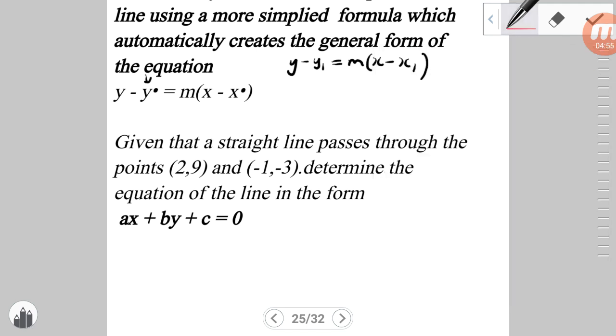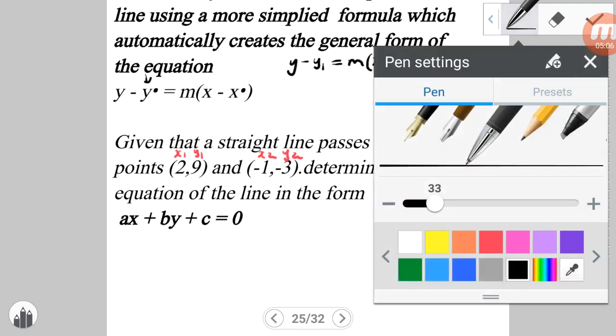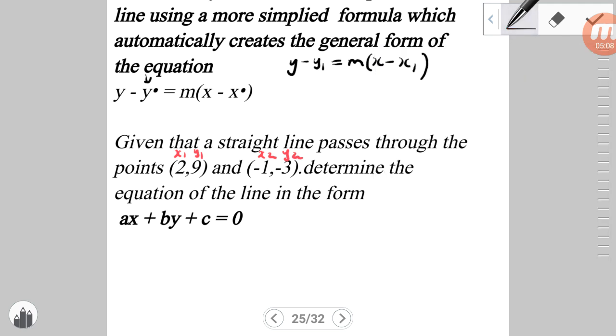This is going to be here x1, y1 and x2 y2. That's the first thing we get about doing, guys, labeling our points. Now let's get into finding the gradient.